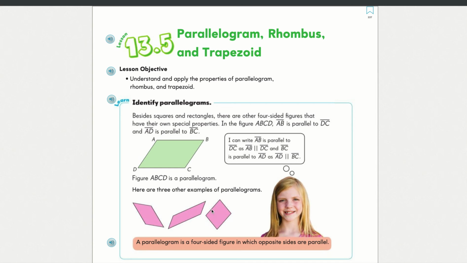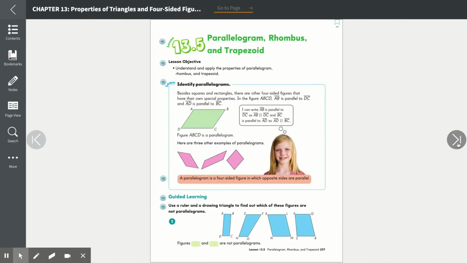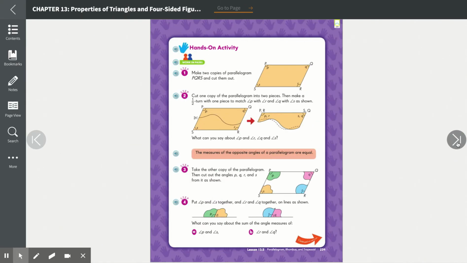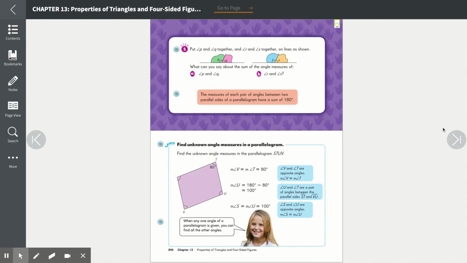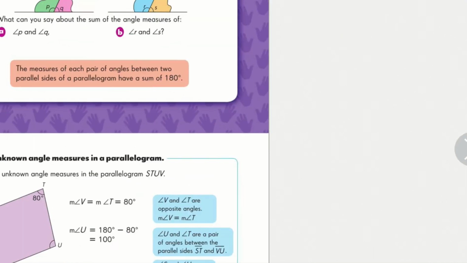And I always laugh when I think of a parallelogram because I think of my daughter Autumn when she was in first grade learning about parallelograms, and she called them parallelograms. So I'm always so tempted to call them parallelograms, but that's not really actually true.